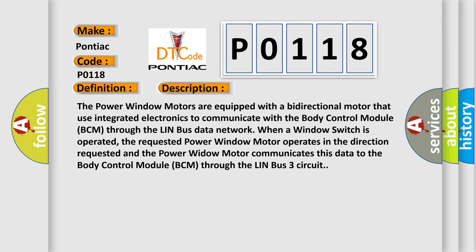The power window motors are equipped with a bidirectional motor that uses integrated electronics to communicate with the body control module, BCM, through the LIN bus data network. When a window switch is operated, the requested power window motor operates in the direction requested, and the power window motor communicates this data to the body control module, BCM, through the LIN bus 3 circuit.